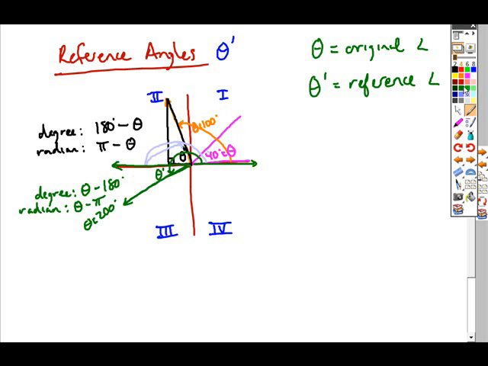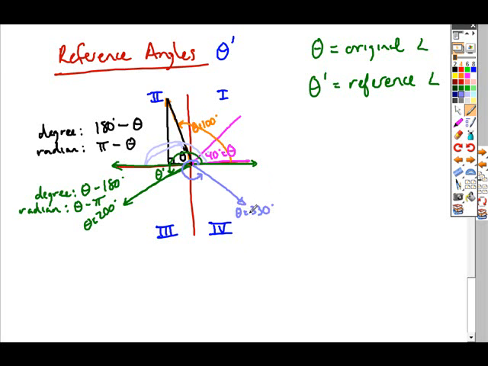All right, so the final instance is if we have an angle that lies in quadrant 4. So again, we're looking at this full rotation all the way through here. So let's say this is 330 degrees.